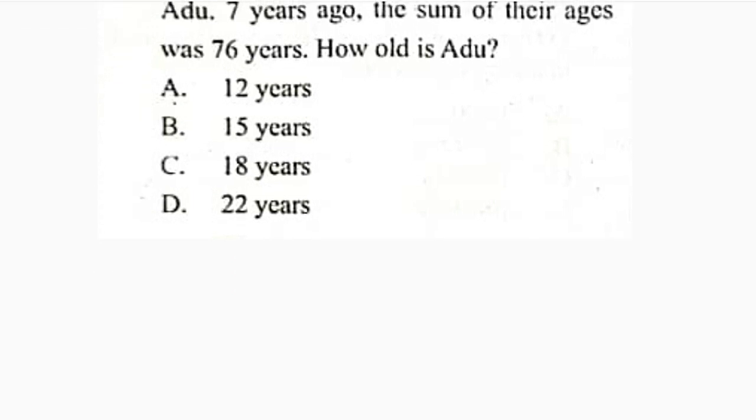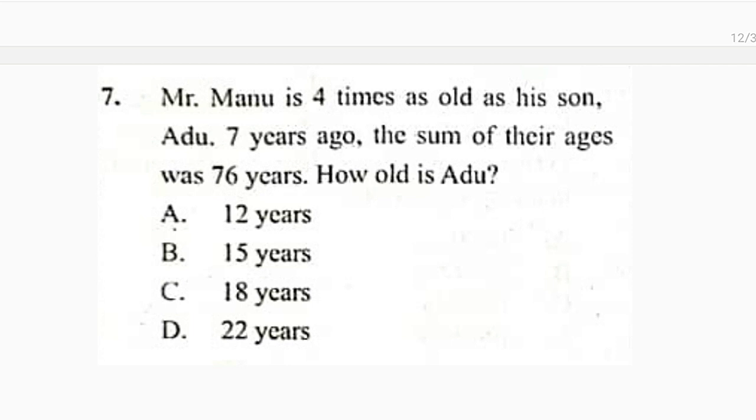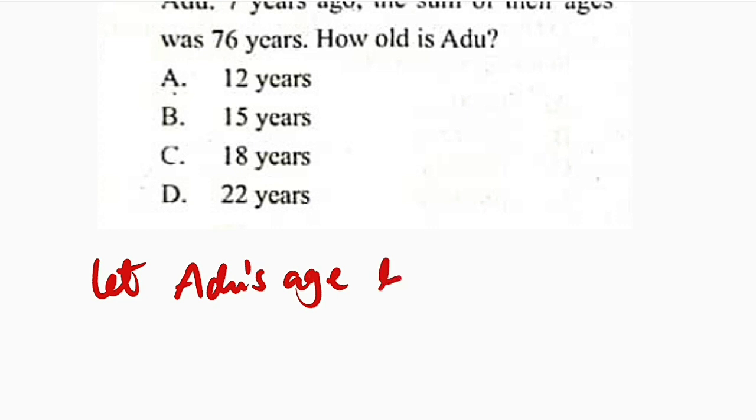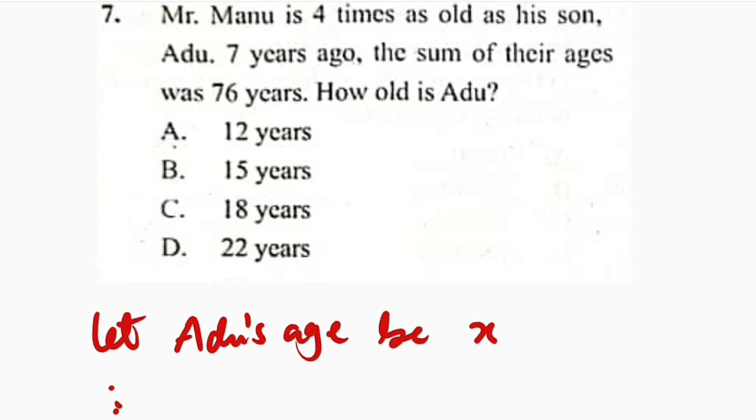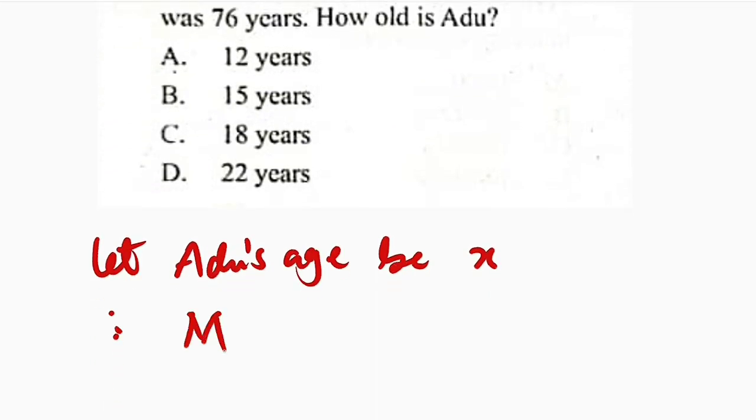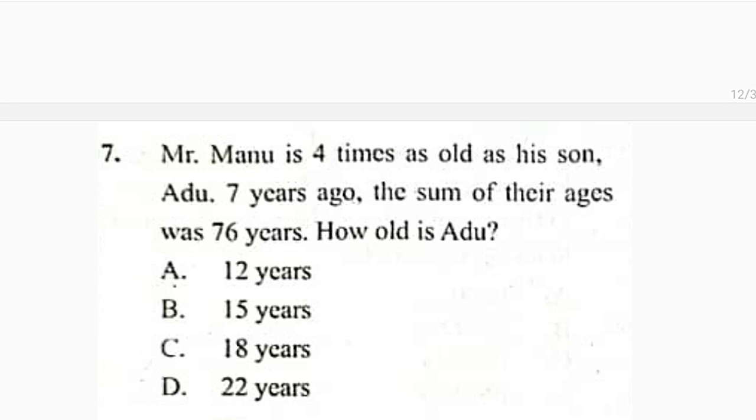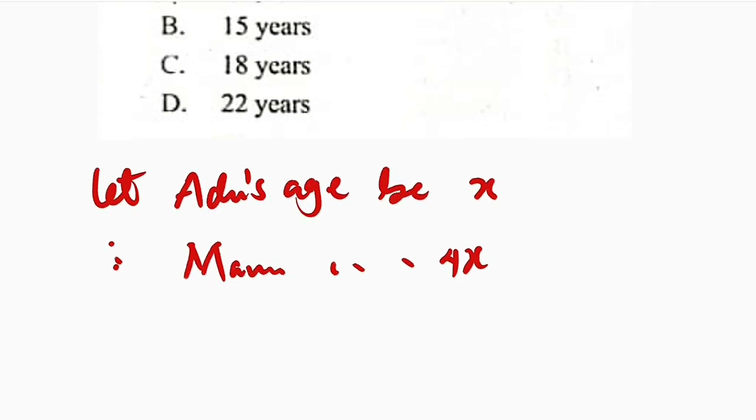Okay, I would like to declare the son's current age as what? X. So let Adu's age be X. Therefore, the father, Manu, will be what? X times 4, which is 4x, because they said he's 4 times as old as the son.